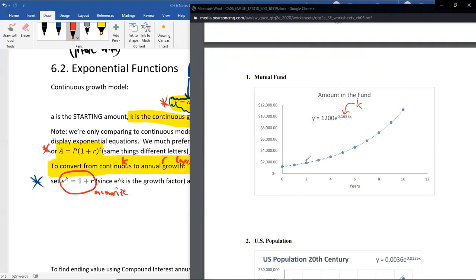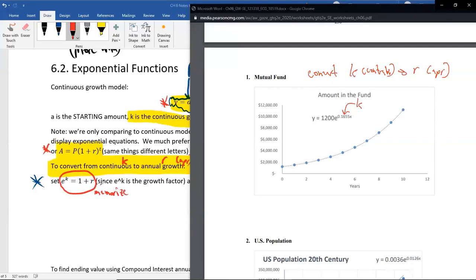Because for the amount of money in a fund, no one in the real world is using this model to calculate the amount of money in it. They're doing P times (1 plus r over n) raised to the nt. Excel is just the odd man or odd woman out. So we're much more interested in going from one to the other. That's what we're going to do here. We're going to convert k, the continuous rate, to an r, which is an APR, the annual rate.